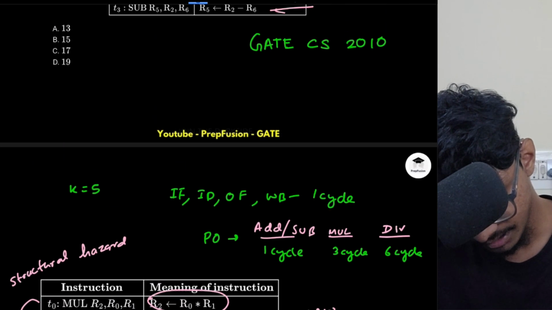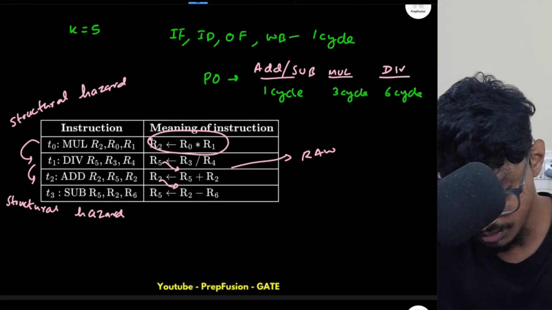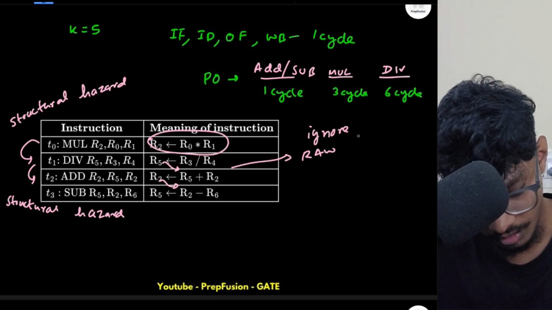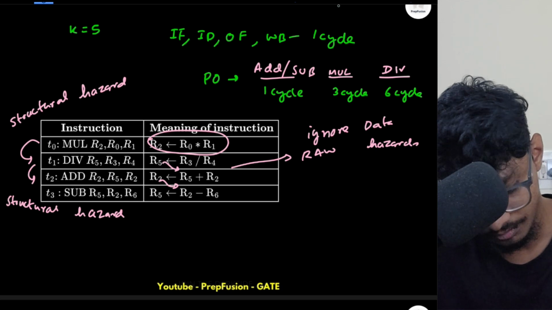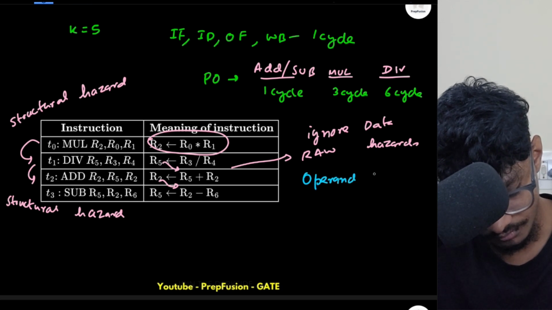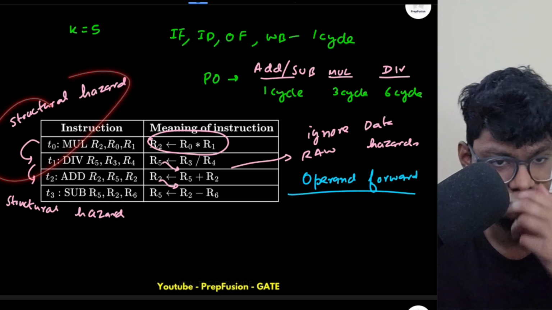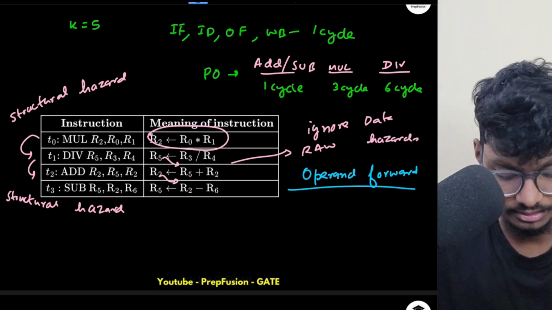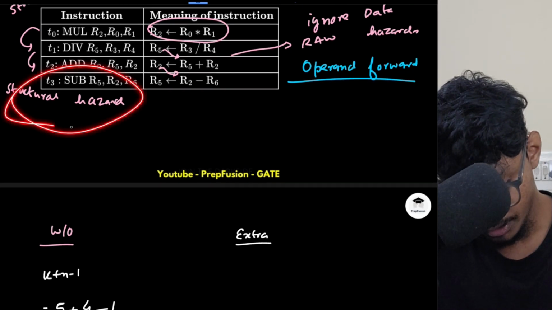And why can I directly use it? Because they have told me operand forwarding is used. So as operand forwarding is used, I can ignore RAW or data hazards. Why? Because of operand forwarding. So I will only consider structural hazards because operand forwarding is present. I will not consider data hazards. Previously, also I ignored that. So how many extra cycles do I need to give for structural hazard?